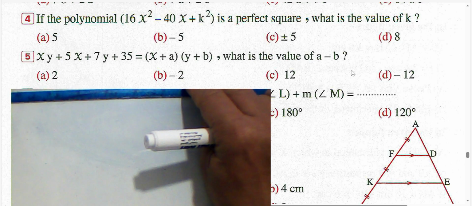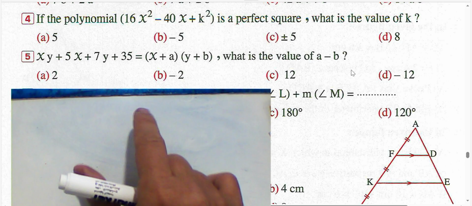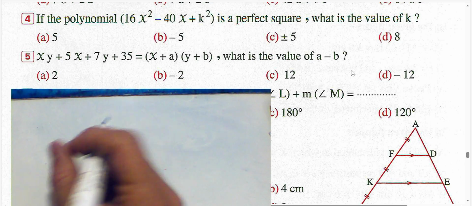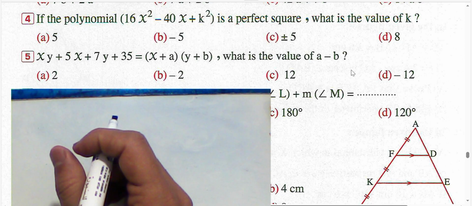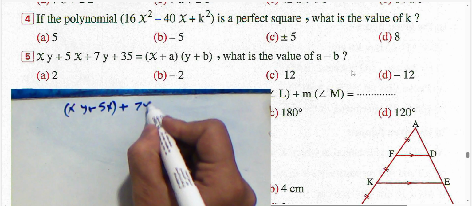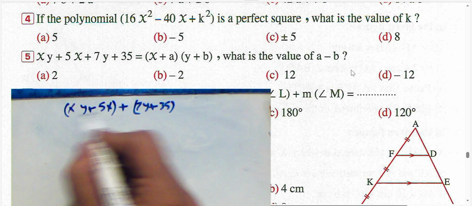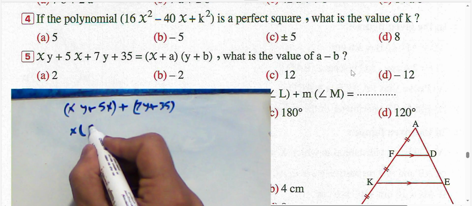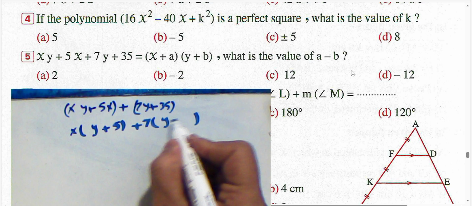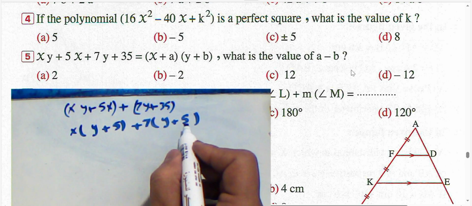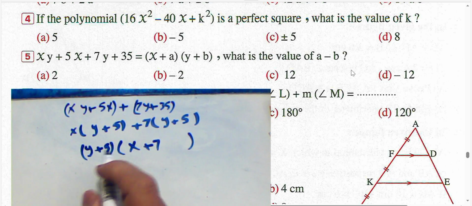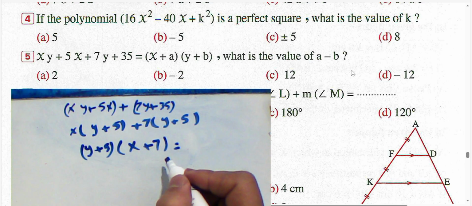xy plus 5x plus 7y plus 35 is equivalent to the product of two brackets. Find the value of a minus b. First step, we can factorize the expression by dividing into two terms and two terms. Write xy plus 5x in brackets and also 7y plus 35 in the other brackets. We write the common factor between two terms here: xy divided by x equal y, 5x divided by x is 5. Write 7y divided by 7 is y, 35 divided by 7 is 5. Next we have y plus 5 as a common factor also between two terms. Then we have y plus 5 times x plus 7, the product between two brackets.